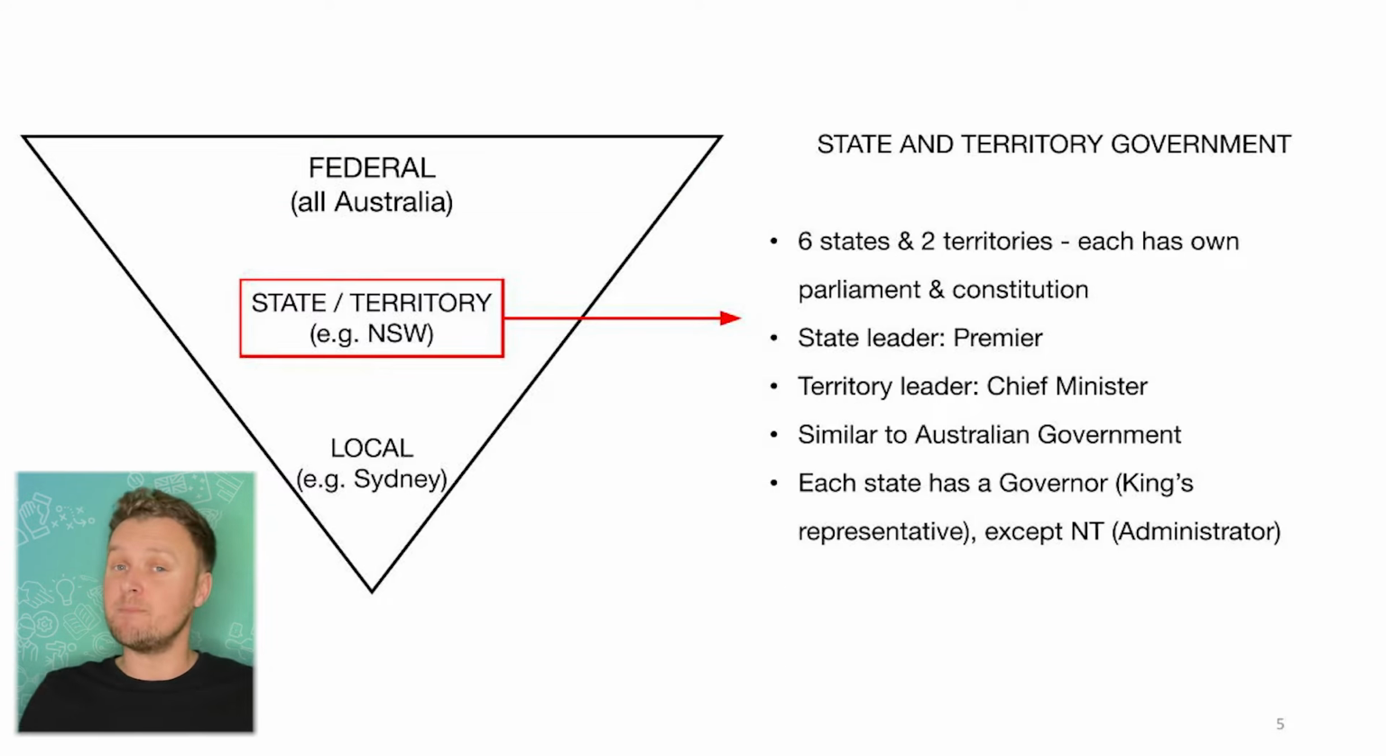Now, let's go one step down and talk about state and territory government. As I'm sure you remember, there are 6 states and 2 territories in Australia. Each state government has its own parliament and constitution. The leader of a state government is the Premier, and the leader of a territory government is the Chief Minister. State governments operate in a similar way to the Australian government, and each state has a governor who represents the King of Australia. In the Northern Territory, this figure is called administrator instead of governor, but has a similar role and responsibilities and is appointed by the Governor-General.